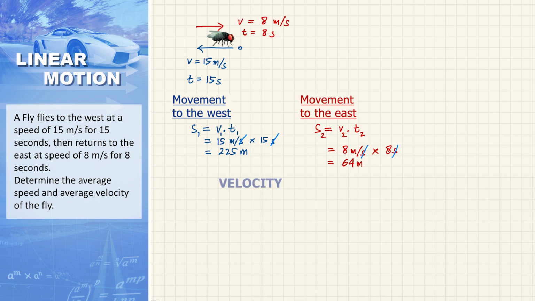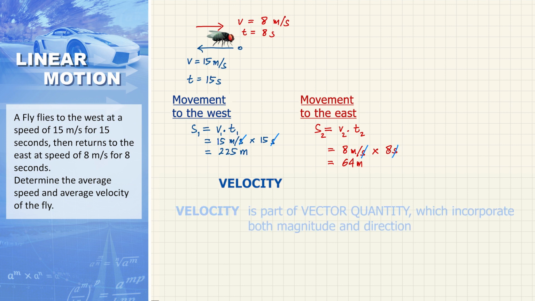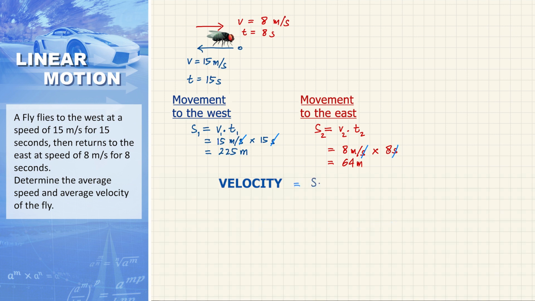Now, we are going to calculate the average velocity of that fly. It's important to remember that velocity is a vector quantity, which takes into account the direction of movement. Therefore, the distance traveled should be treated as displacement, which only considers the change in position of an object. In this case, it is s1 minus s2. We divide this displacement by the total travel time, or t1 plus t2.